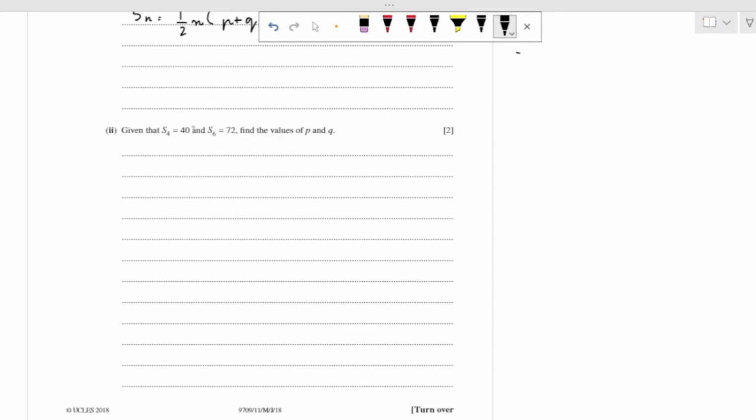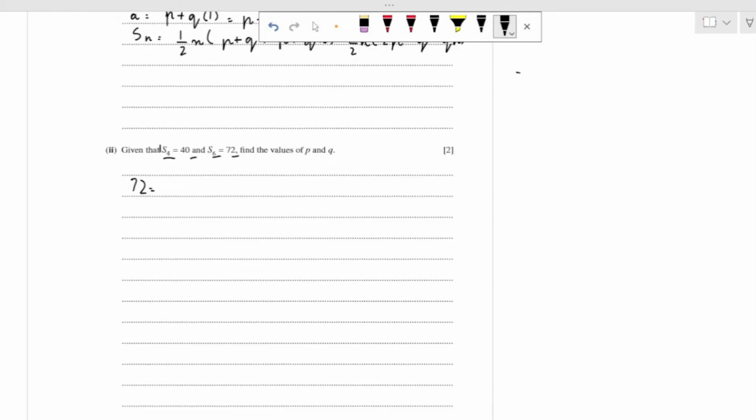Part 2. Given that S4, or the sum of first 4 terms, is 40 and the sum of first 6 terms is 72, find the values of p and q. Now it's obvious over here we're going to solve the simultaneous equations, because we're given two relations. So let's write down those relations first. We know the sum of the first 6 terms, S6, is 72.